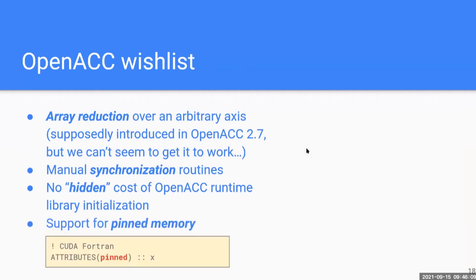Finally, it would be really great if OpenACC supported pinned memory. This is the equivalent CUDA Fortran syntax. Pinned memory is nice because it is always at the same place in host memory, and it is faster to transfer data from pinned memory to the GPU for NVIDIA GPUs. I believe AMD GPUs have a similar concept as well. So it would be nice if OpenACC had that.